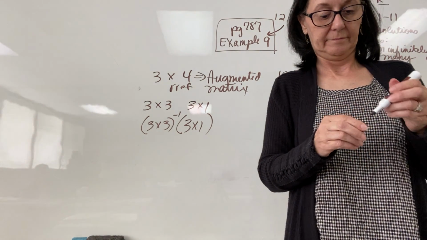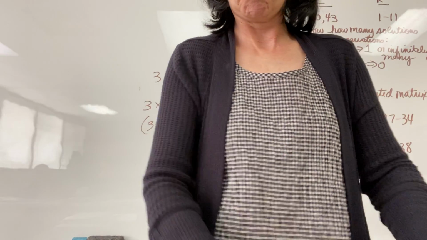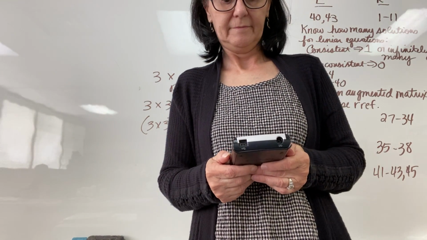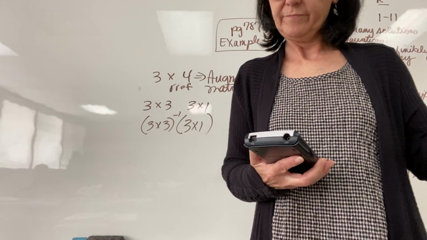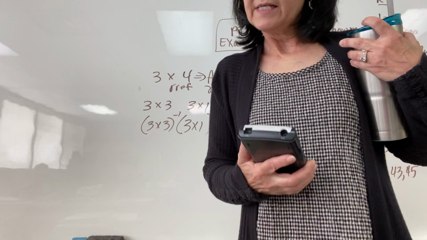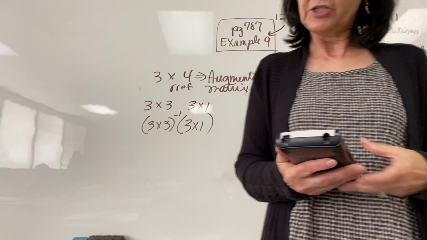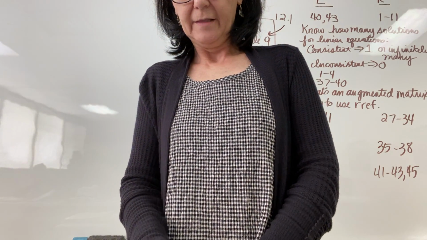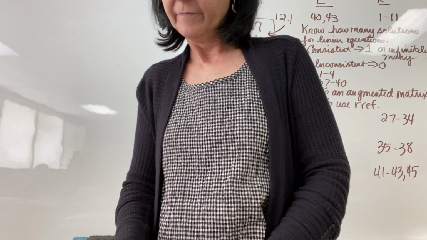All right, so what do you get? X equals? X equals 35. Y equals negative 17. And Z equals 22. All right, let's jump to number 9. Let's do the augmented matrix here for number 9.